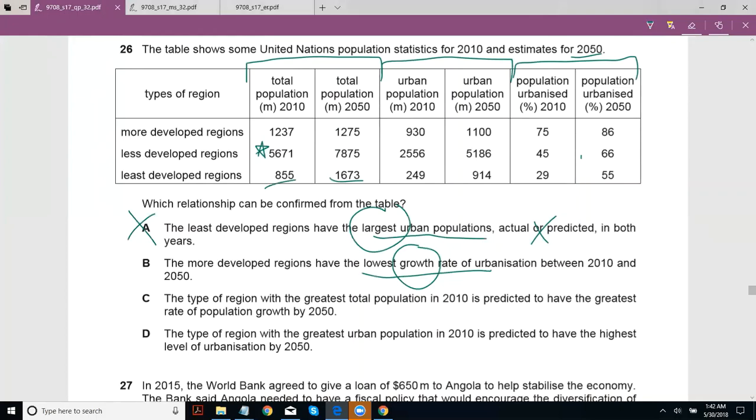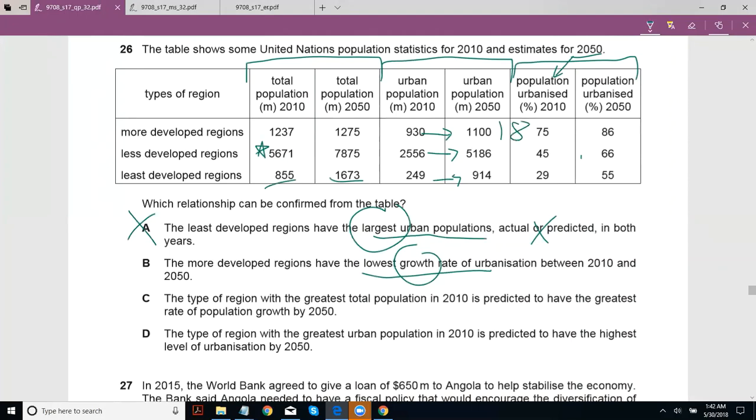because they're talking about the growth rate. They don't care about how much of the population was urbanized. They care whether the amount of people living in urban populations has increased or decreased, and if so, by how much. So you try to figure out the percentage changes. Let me go ahead and do so. That would be 1100 minus 930 divided by 930 into 100, giving you approximately 18.